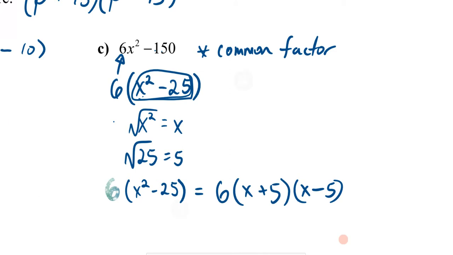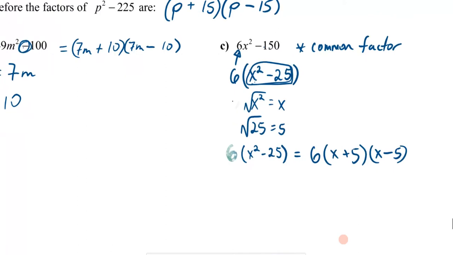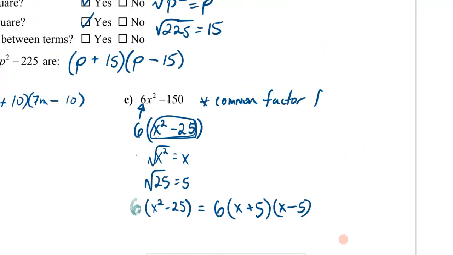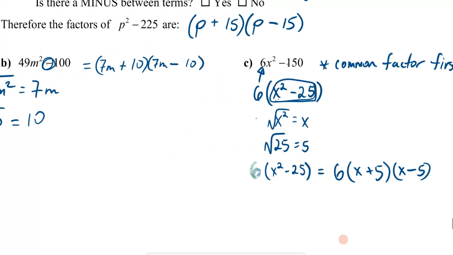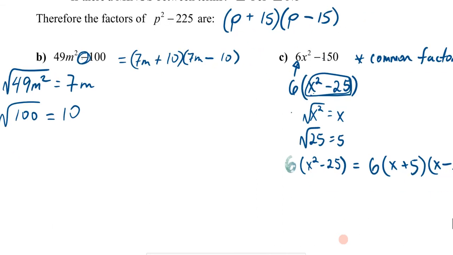Okay, so as with all factoring methods, check to see if you have a common factor first. Common factor first, and then check to see if you have a difference of squares in the remainder of your other factor. Okay, and that ends this lesson.